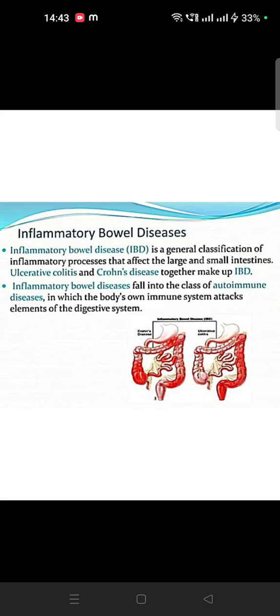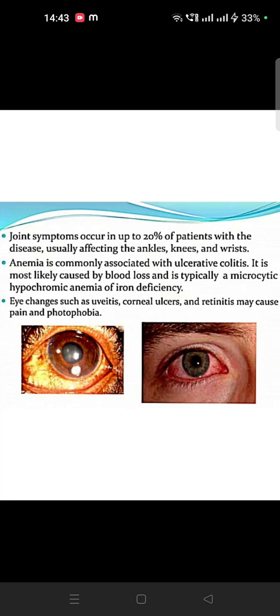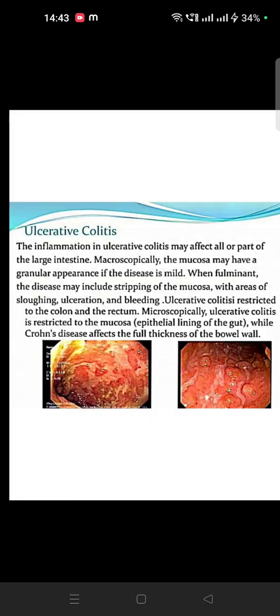Then inflammatory bowel disease. Inflammatory bowel disease affects the large intestine, and patients can get ulcerative conditions. It is an autoimmune disorder that attacks the digestive system. Joint symptoms occur in the patient's ankles, knees, and wrist. Anemia is commonly present. The eyes can have ulcerative and corneal ulcer, with iritis and photophobia.